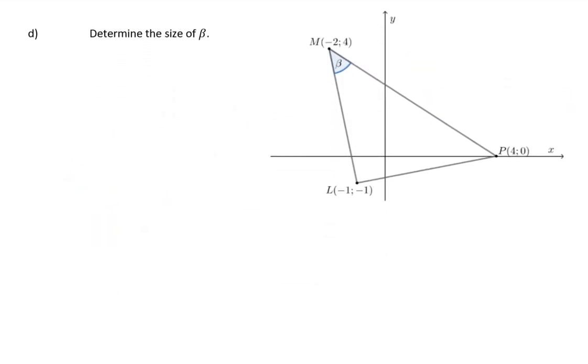Question D is all about, finally, the size of this angle beta. Now, if I'd looked ahead, knowing I was going to be finding the angle beta, it might have made more sense to prove that this corner was 90, because I'm going to need the gradient of ML, I'm sure. So let's have a look. Beta is in this corner here.